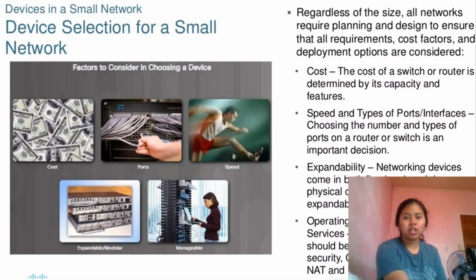Device selection for a small network. Regardless of the size, all networks require planning and design to ensure that all requirements, cost factors, and deployment options are considered. Cost, speed, and types of ports and interfaces, expandability, operating system features, and services.